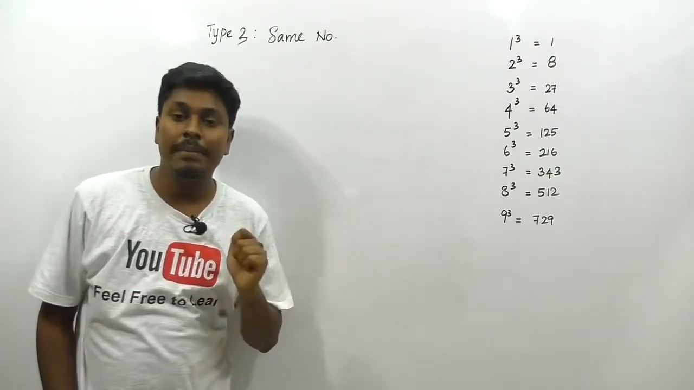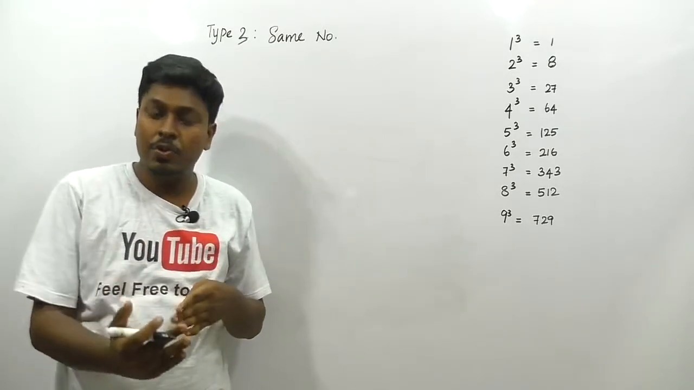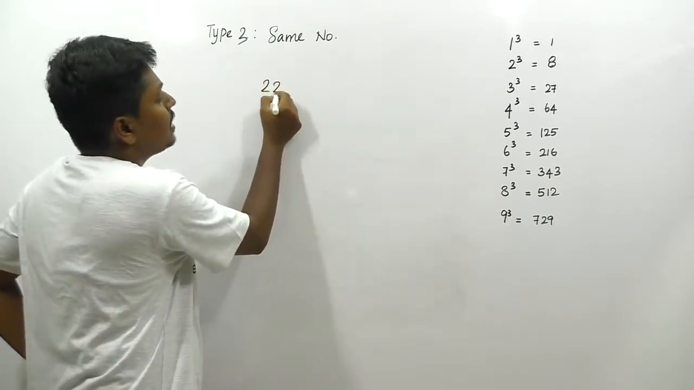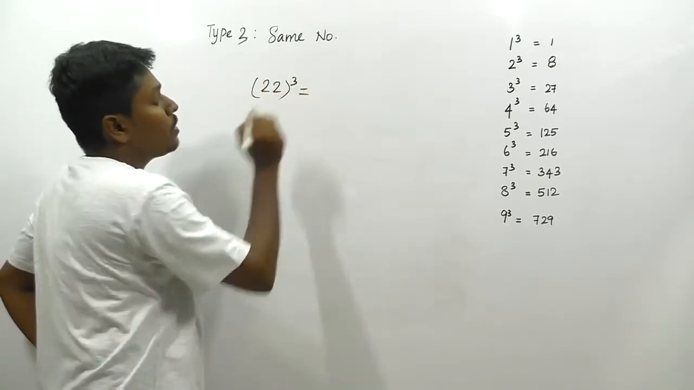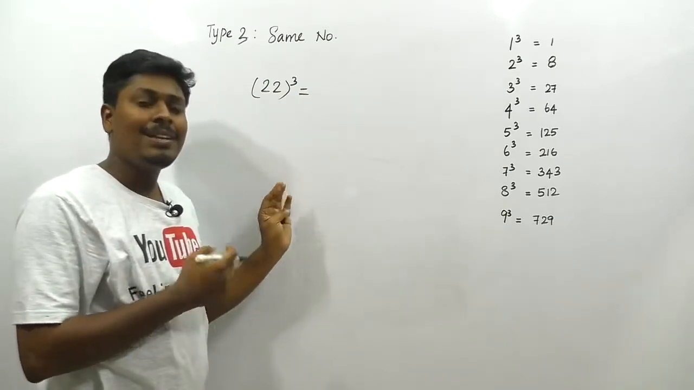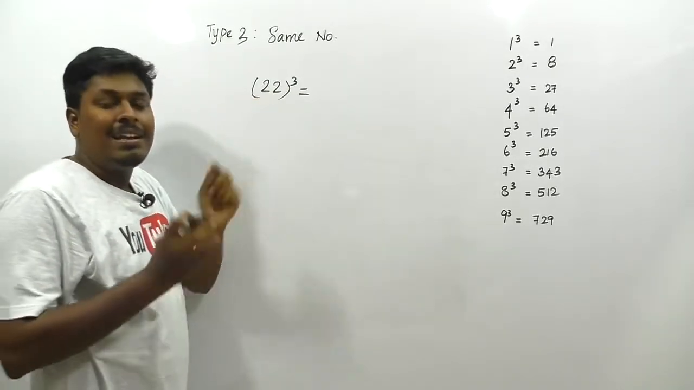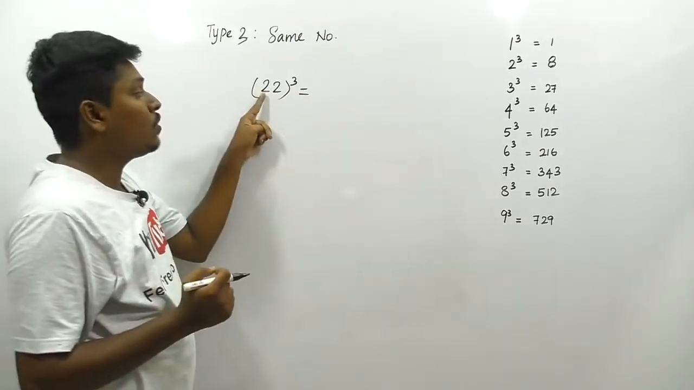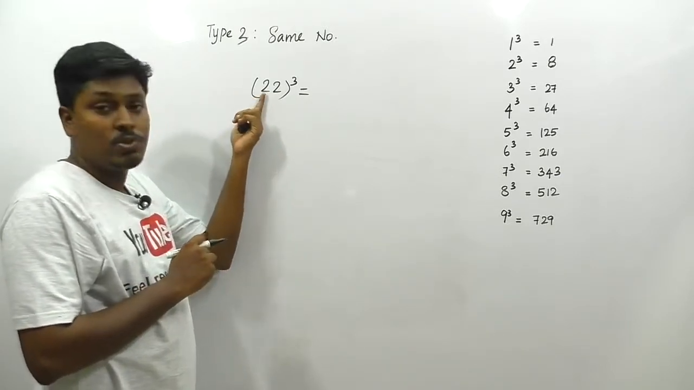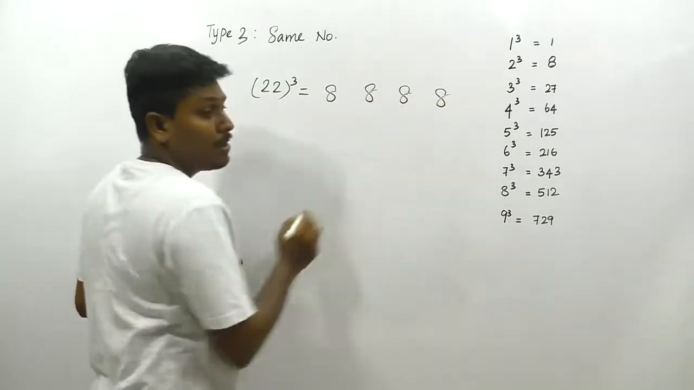We move on to type number 3, that is the same number, right? Same number, that is 22 cube, 33 cube, 44 cube. Let me move on to the first number, that is 22 cube. In the previous two types, the first we wrote from the left hand side and the second type from the right hand side. If the number is the same, just cube any one number. 2 cube, right? Take any one number because both the numbers are the same. So 2 cube is 8. So 8, 8, 8, 8.